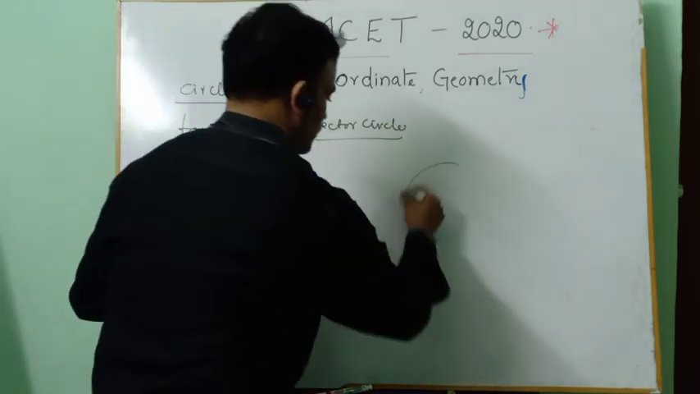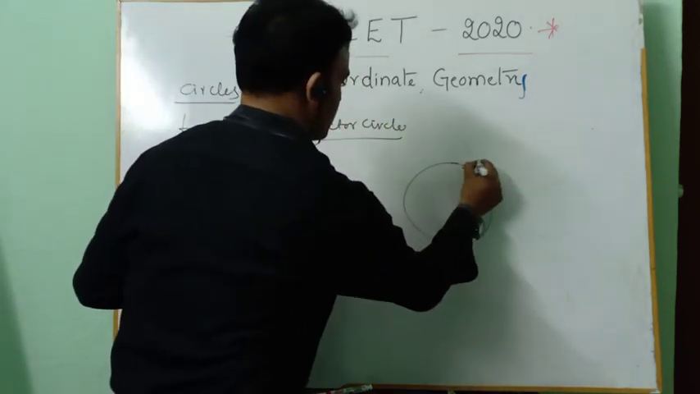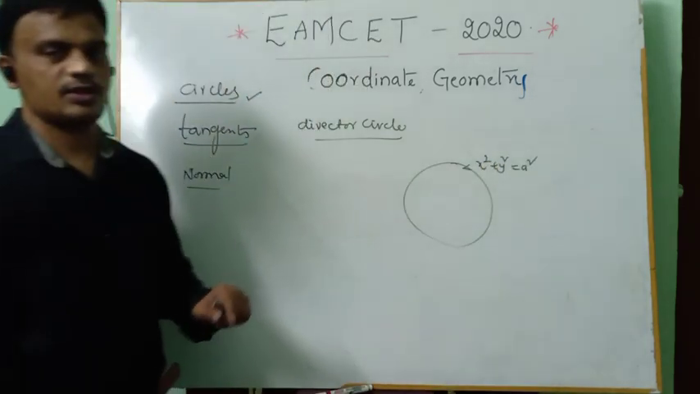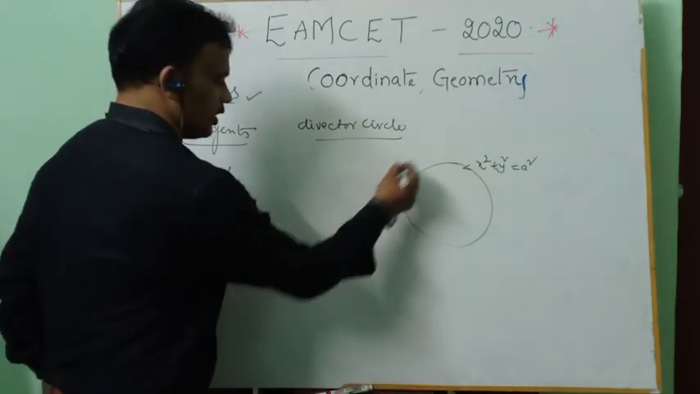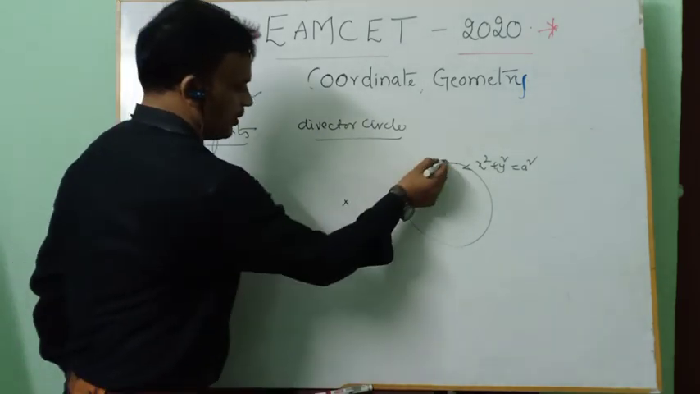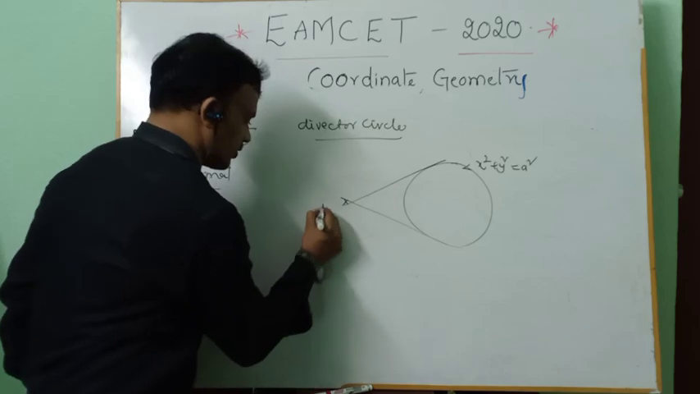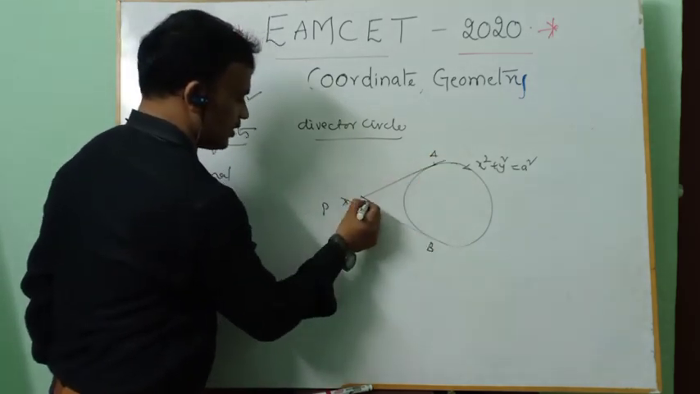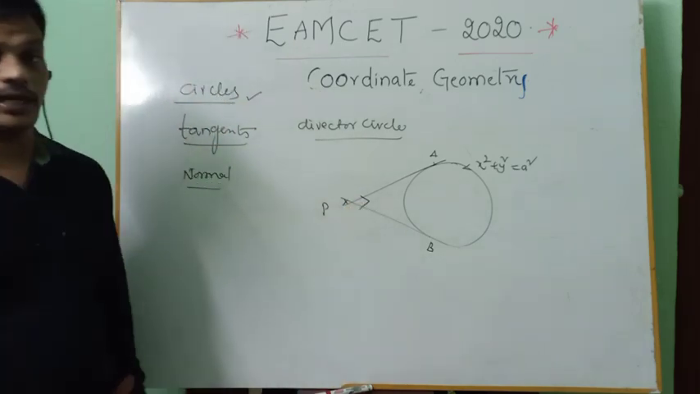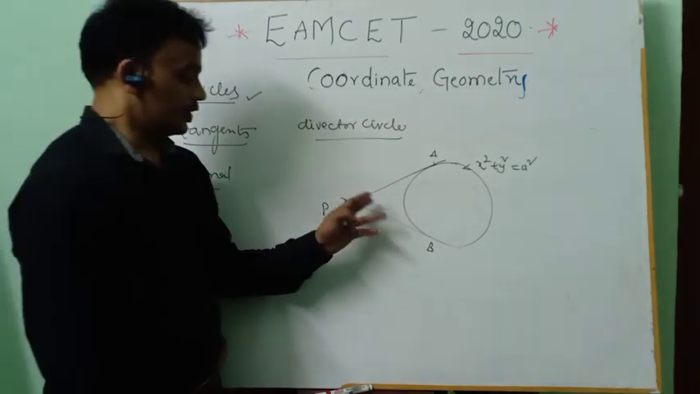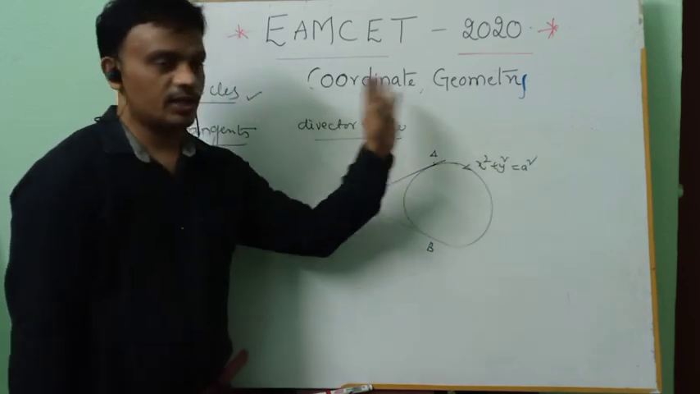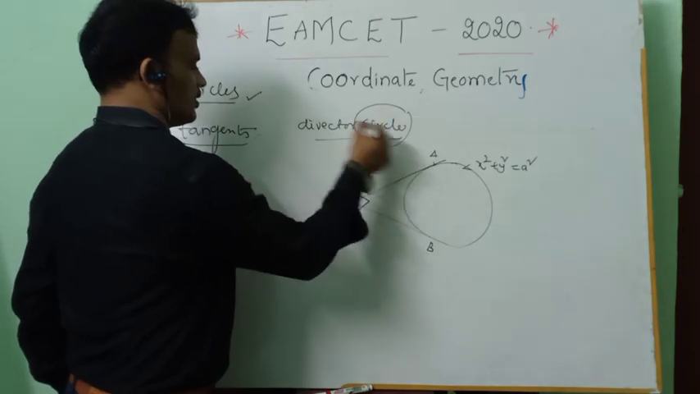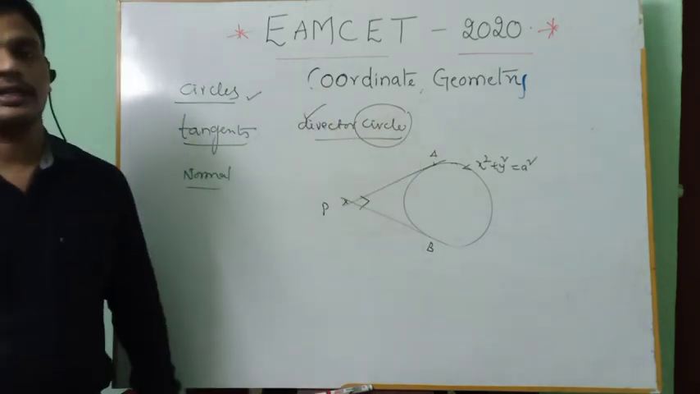For the given circle, let us say it is x² + y² = a². First of all, what is the definition of a director circle? The locus of the point of intersection of perpendicular tangents. From the point P, I am going to draw the two tangents PA and PB. If the angle between them is 90 degrees, then the location of such points gives a circle, and that circle is called the director circle.